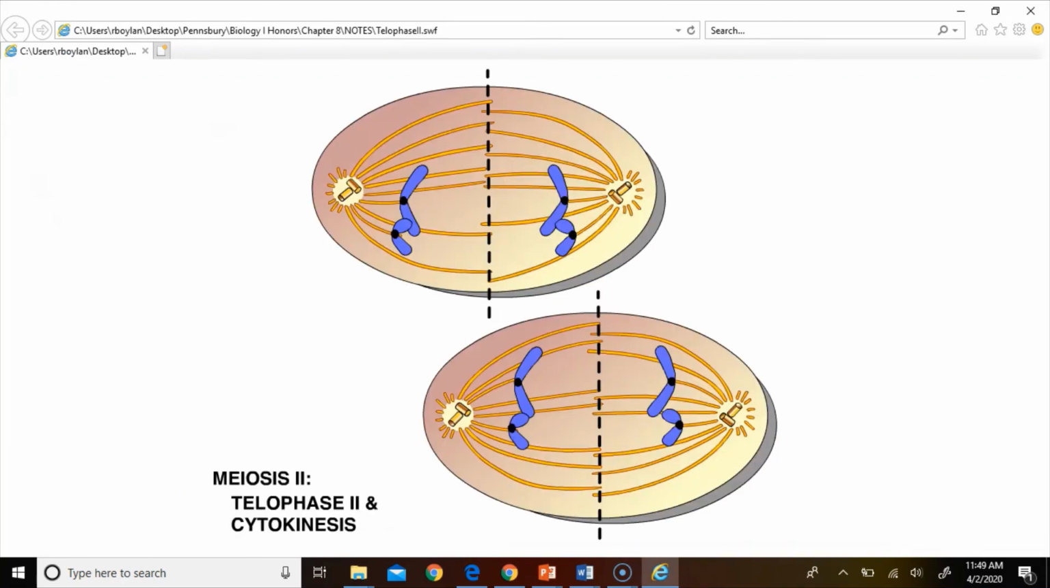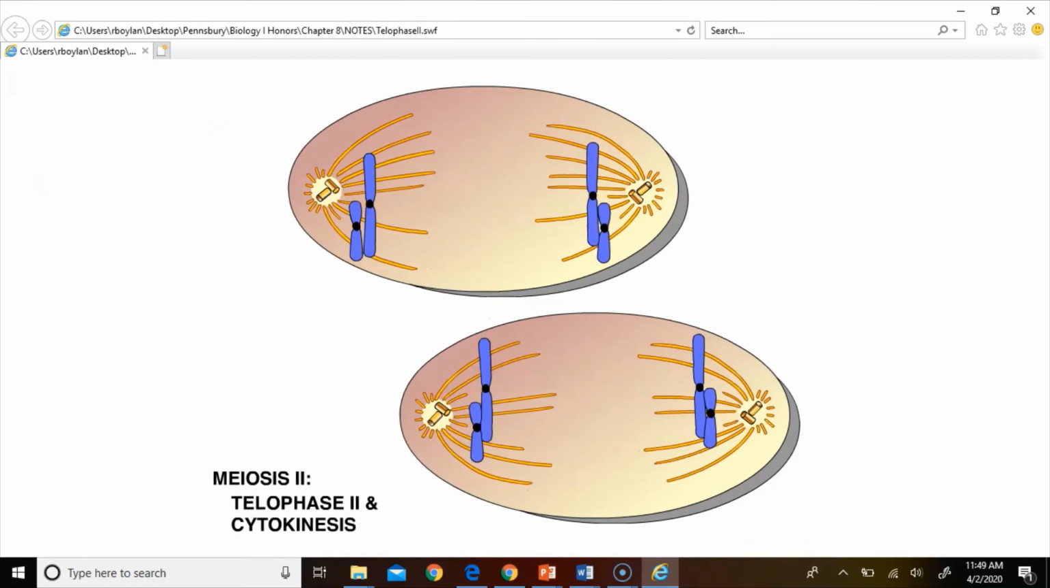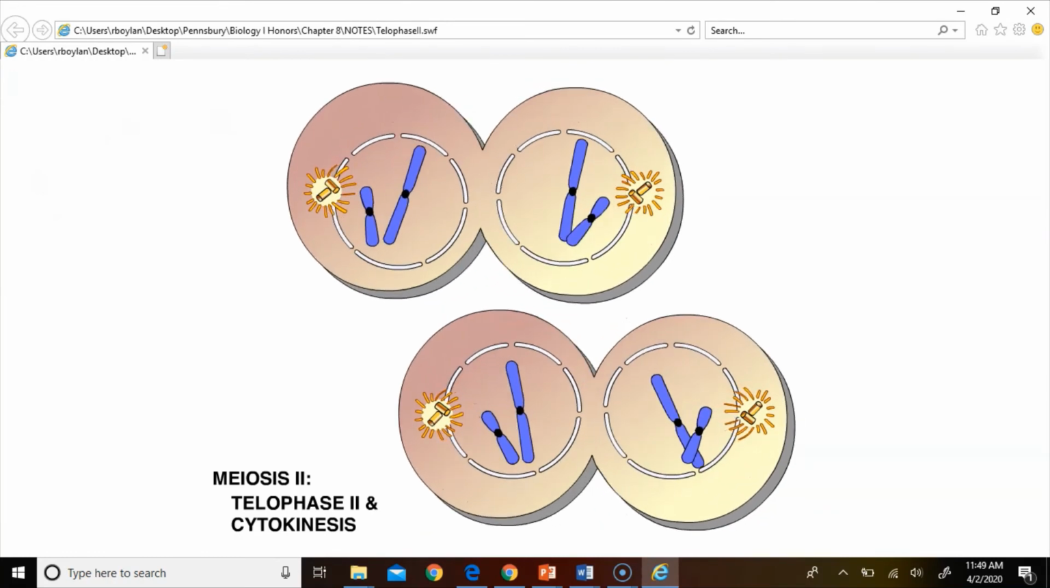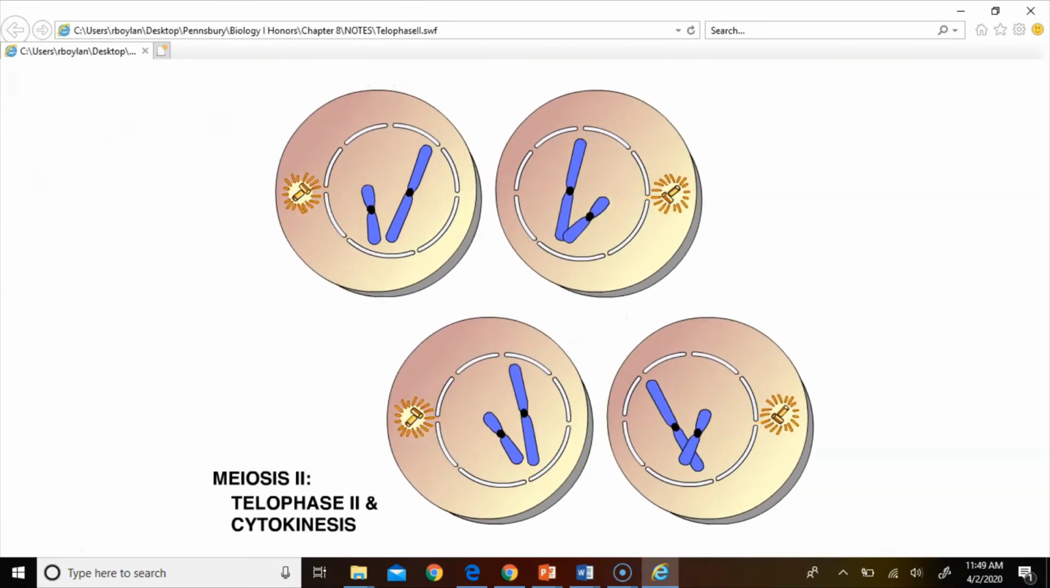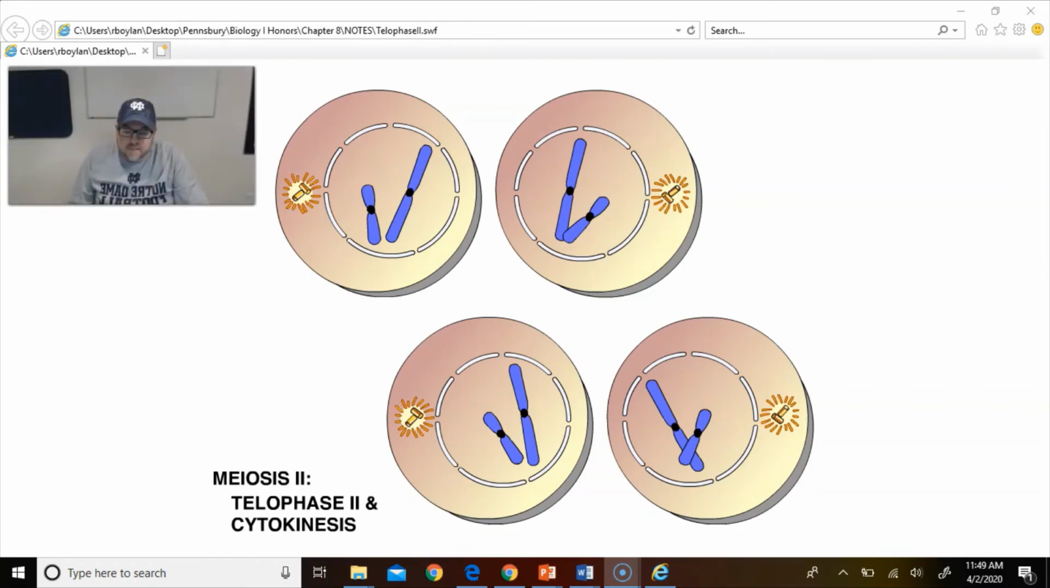This is almost the end of making 4 genetically dissimilar haploid gametes. In telophase II, nuclei form at opposite poles of each dividing cell, and cytokinesis splits the cells apart. Meiosis has produced 4 haploid cells, each with 1 set of chromosomes. So that's pretty much it.